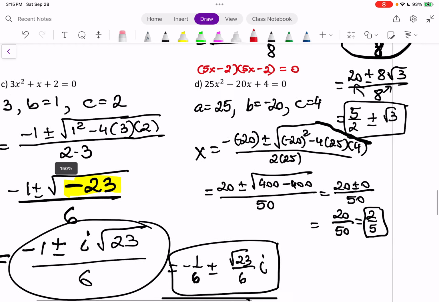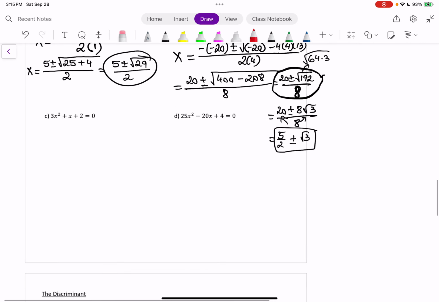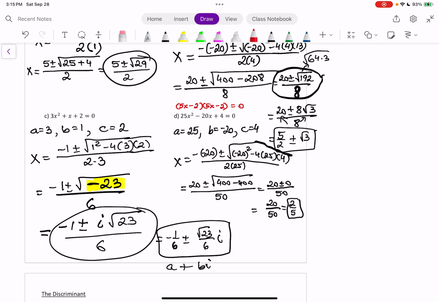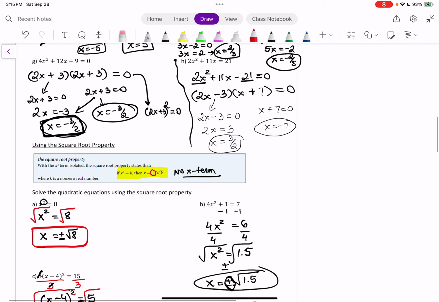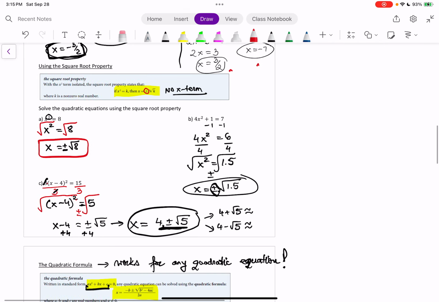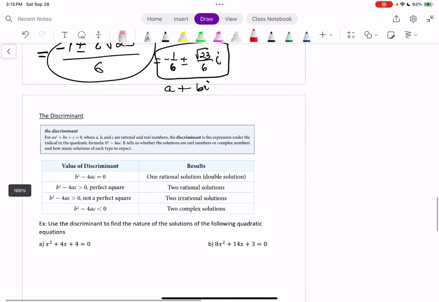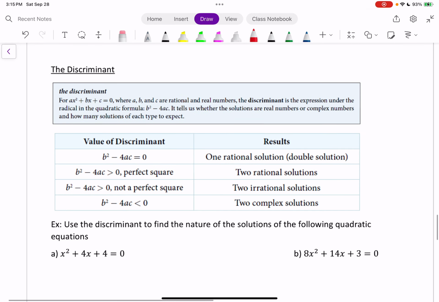Okay. So as you see, we can get different kinds of answers. We can get 2 imaginary answers. We can get 1 real answer. We can get 2 real, but with decimals. Or you can get 2 nice answers without decimals. So sometimes we might actually be interested in just what kind of answers we can get, the nature of the solution. So what type of answers? In other words, real, imaginary.